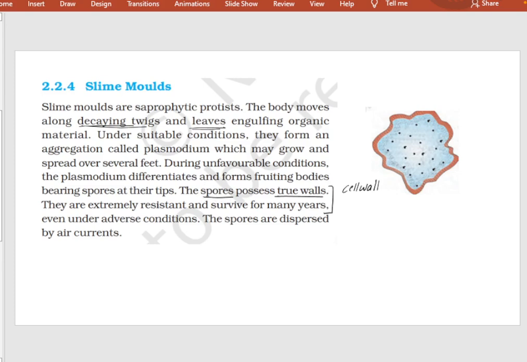You write here: spores, reproductive stage. True cell wall means what? It is made of cellulose. You write here the function: extreme resistance and survival for many years under adverse, unfavorable conditions. So this is about the cell wall of slime molds in the reproductive stage.